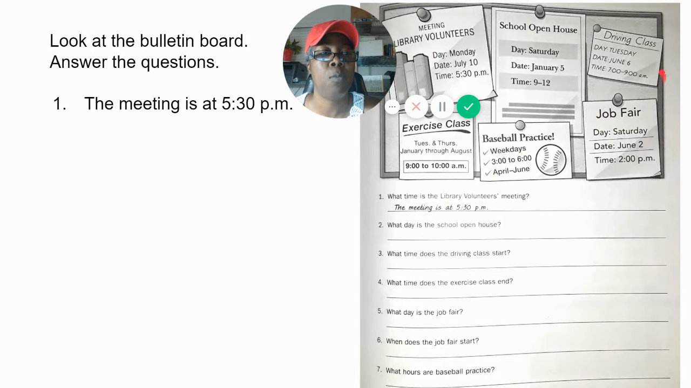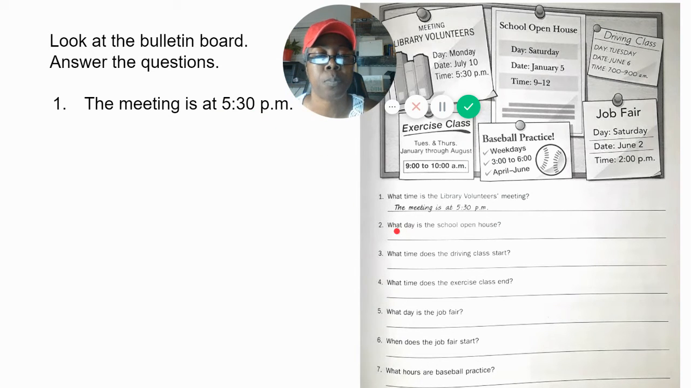Awesome. So we read the bulletin board in the last lesson. Now let's look at the questions. The first question: what time is the library volunteers meeting? We look at library volunteers, here's a meeting, and it says what time? We see right here, 5:30 p.m. So our complete sentence is, the meeting is at 5:30 p.m. It's important to note that it's asking for a specific time, so we say at 5:30 p.m.